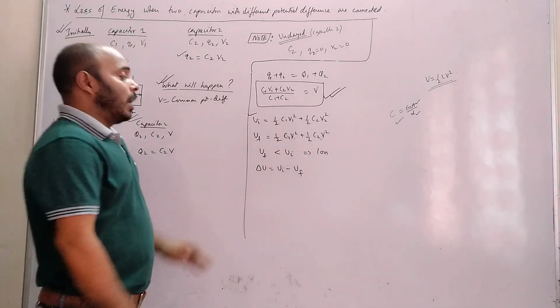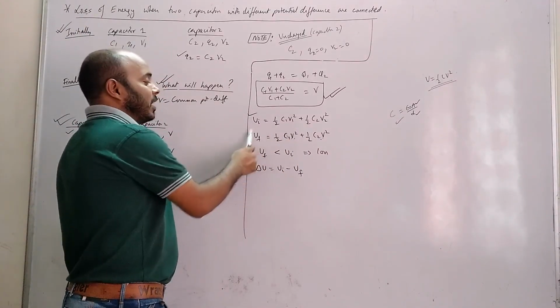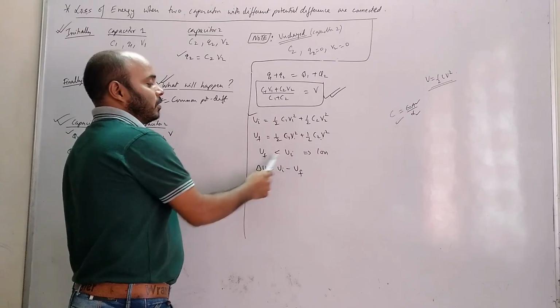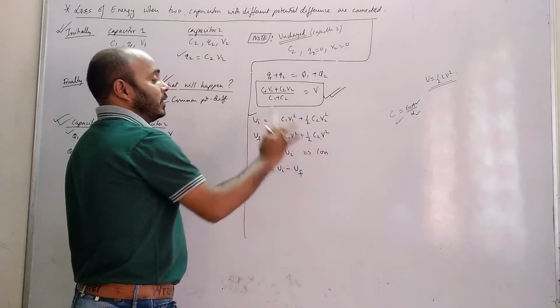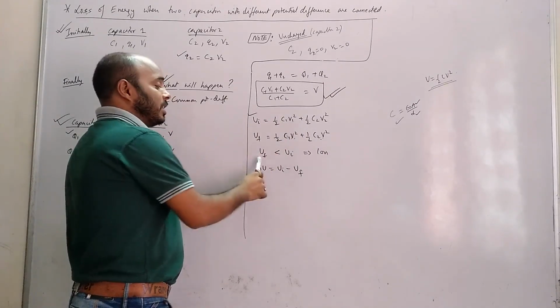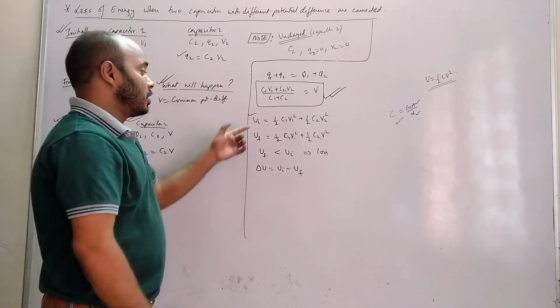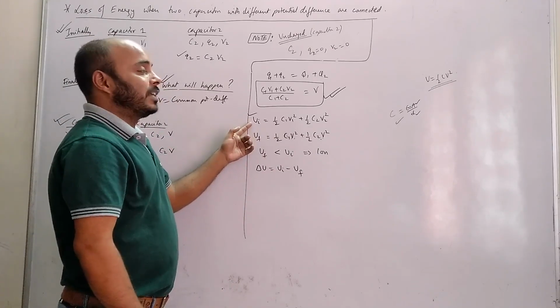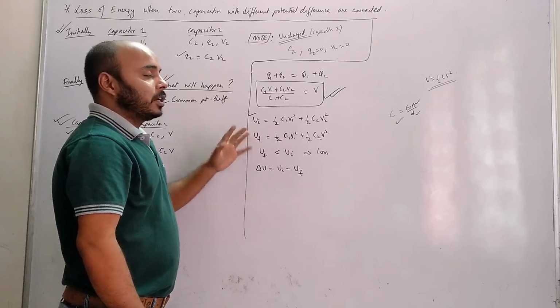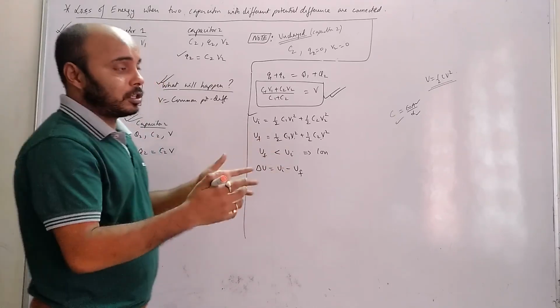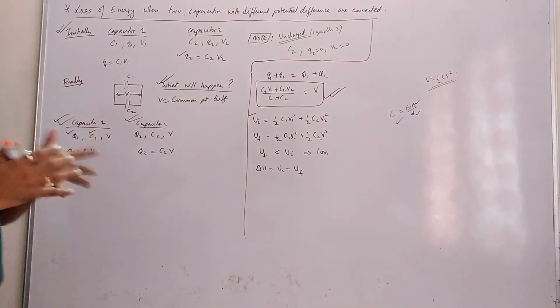Now UF, that is the final energy, is always less than the initial energy. If we calculate, we will get these values. That means there is some loss of energy. There was some energy we had initially, and when we calculate, the final energy comes out less. That means some energy is lost. Now we will understand where that energy has gone.